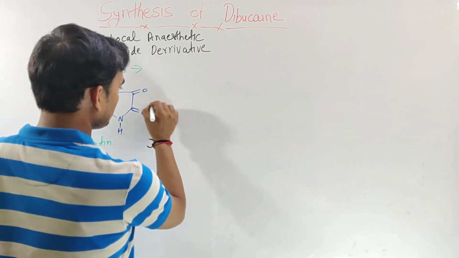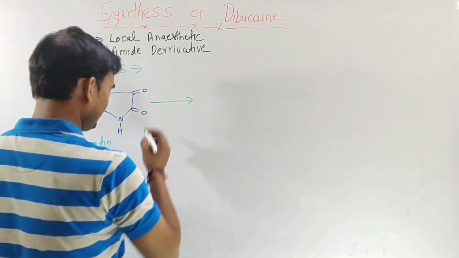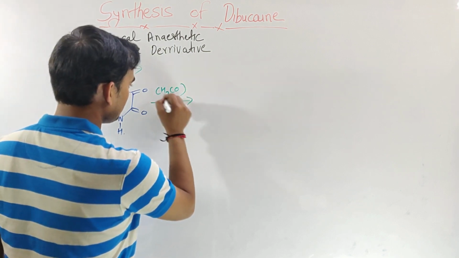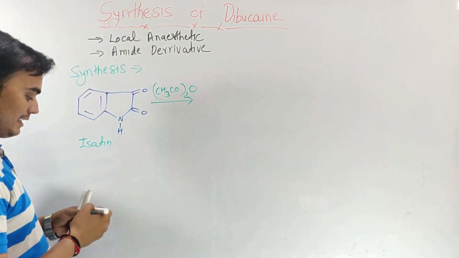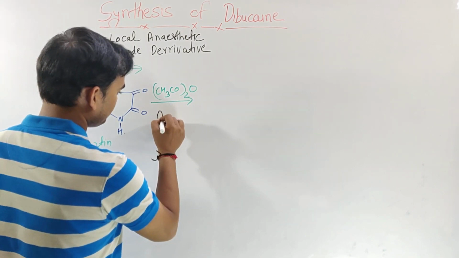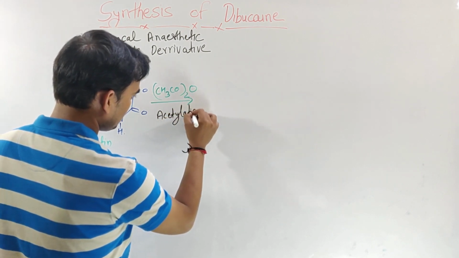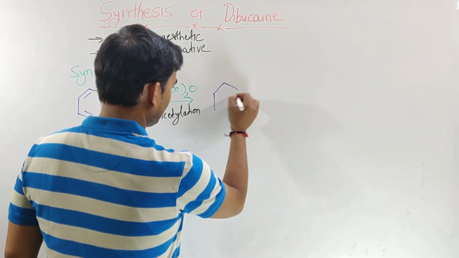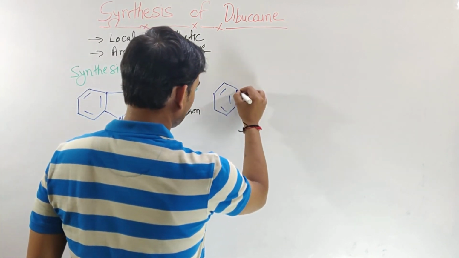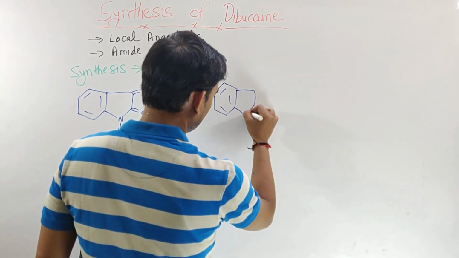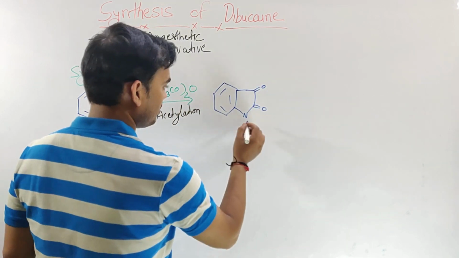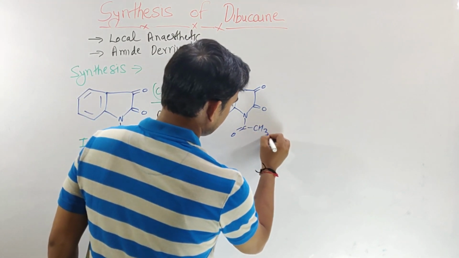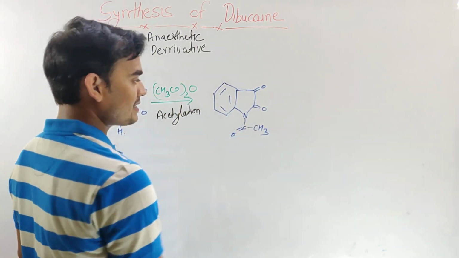Now this acetylene firstly undergoes the acetylation reaction, and this acetylation reaction is carried out in the presence of acetic anhydride, (CH3CO)2O. By the acetylation process, we get the acetylated acetylene compound. Here we have the diene, and here we will get CO, CH3. This is the acetyl group. Now this becomes the acetylated acetylene.